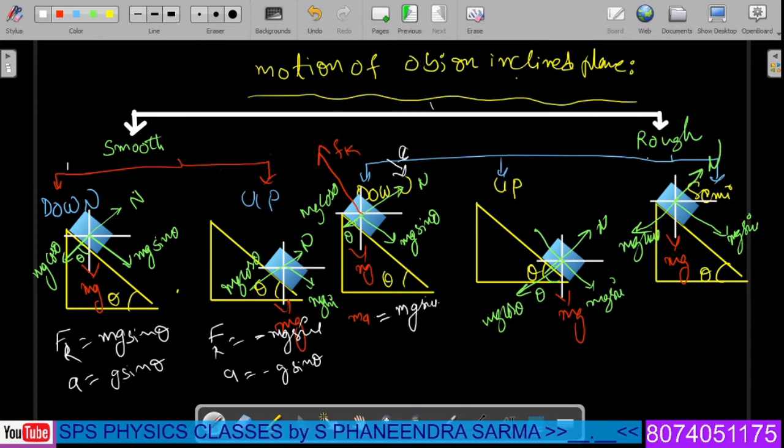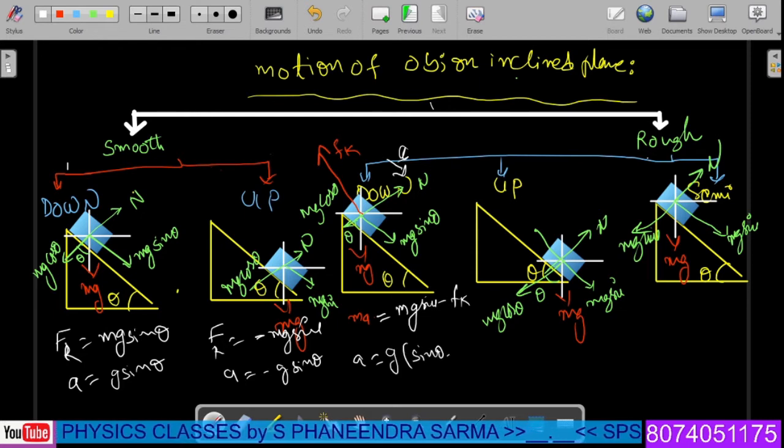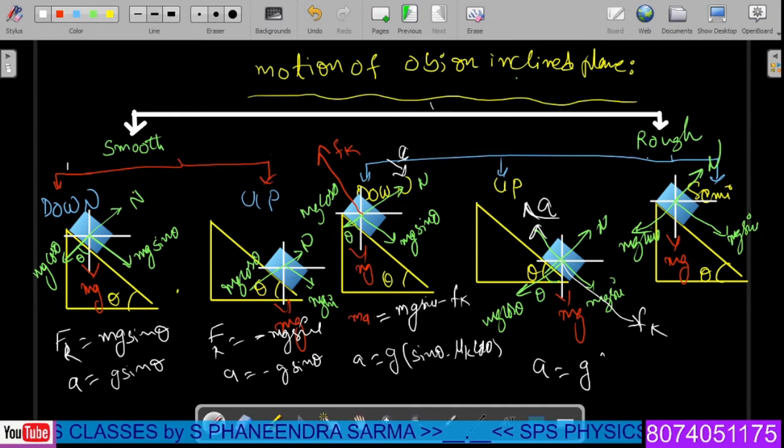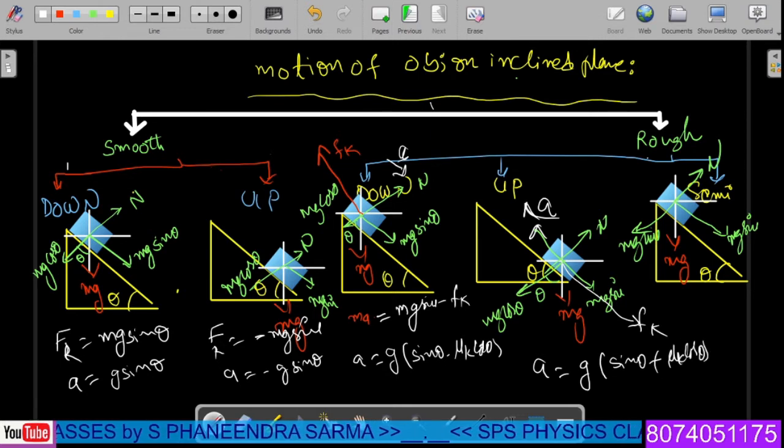Mg sin theta minus Fk, we can write down. Therefore, upon calculating m, we have g of sin theta minus mu k cos theta. In this case, the net acceleration is in the upward direction, so the frictional force is also added here. Therefore, the acceleration of the system is given by g of sin theta plus mu k cos theta. We will see this entire case at the last of the explanation.